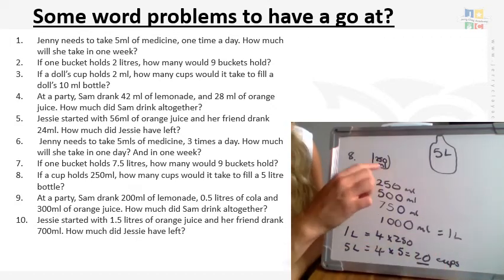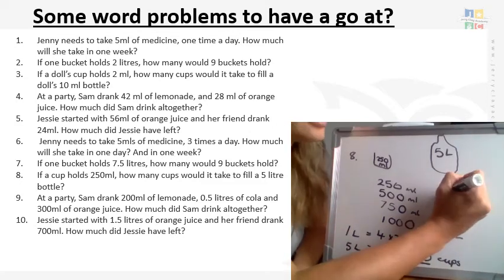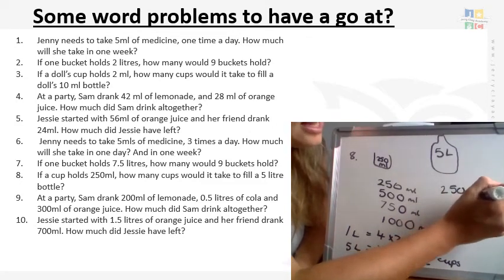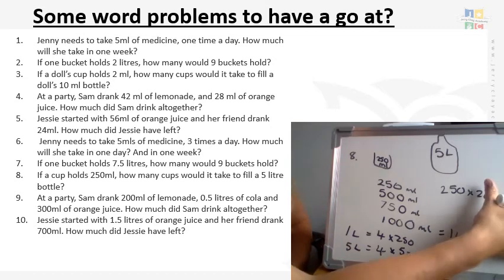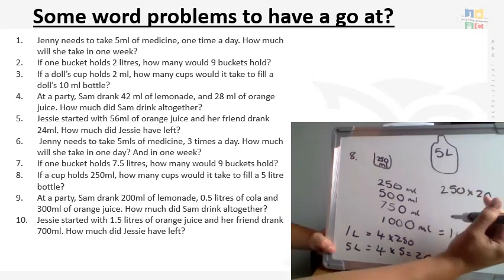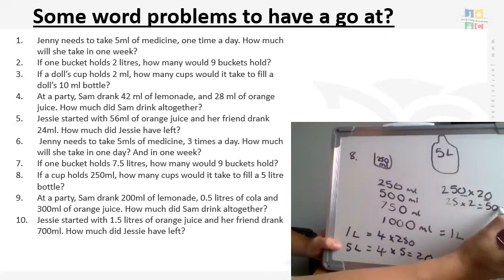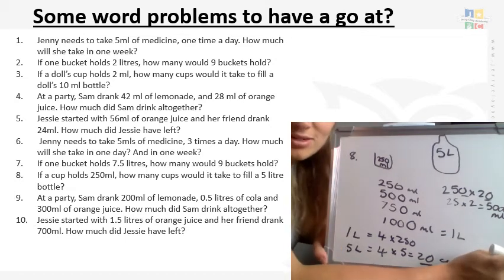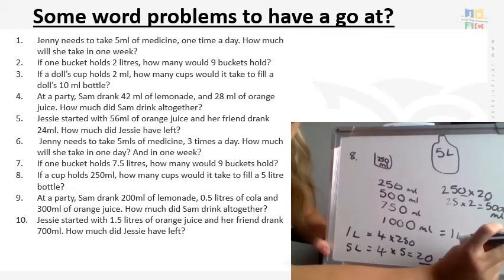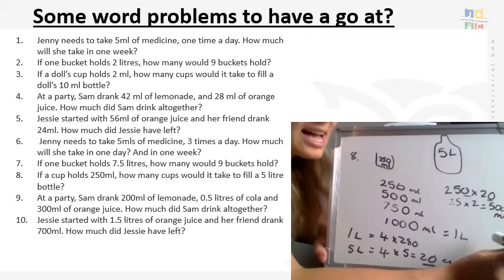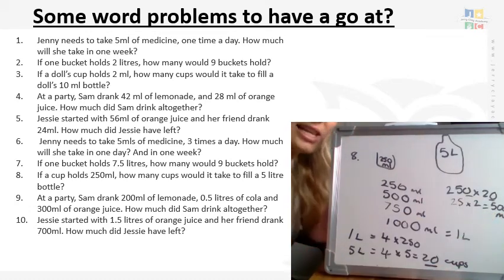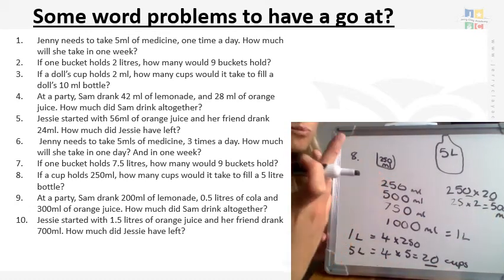Because 20 times 250, if we check that, 250 times 20, take off our zeros first, so 25 times 2 equals 50, but then you've taken off your 2 zeros, you must put your 2 zeros back on, which would get 5,000, which is the same as 5 litres. That one was a difficult one. Now these ones are a little bit more of a challenge to challenge those people that are really pushing themselves.